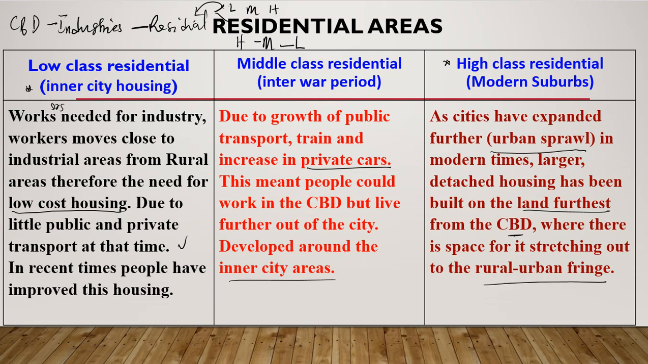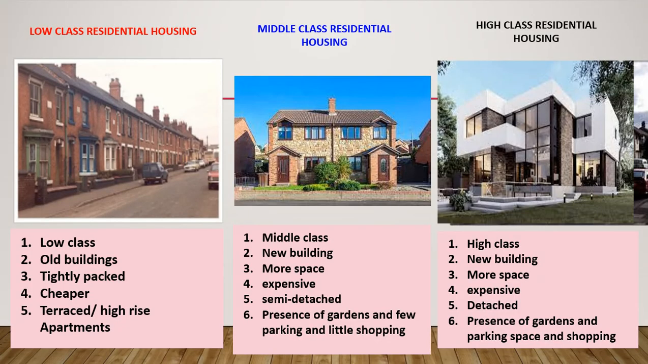Now, in IGCSE, they will give you images such as this and ask you to explain or give some of the characteristics of low class housing, identify it, and give some of the features. Now, this is a low class housing which is close to the industrial areas. Some of the features you can see here: first, it is a low class house. Two, it has old buildings. Three, it is tightly packed. Four, you find that it is cheaper. And five, it is a terraced apartment, so it's joined together.